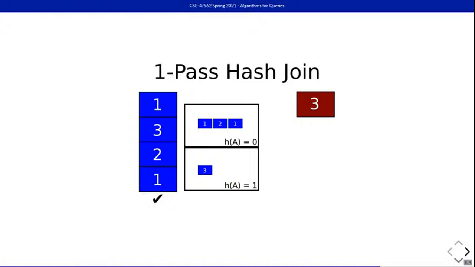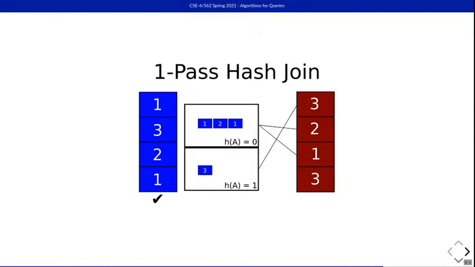We get the tuple 3, and we know that 3 hashes to 1. So we only have to compare that 3 against the elements of the 1th bucket. Same thing when we get a 2, we know that hashes to 0, so we only have to compare it against the 0th bucket. And so forth. As we scan over the elements of the red table, we only ever need to compare it against the elements from the corresponding hash bucket.